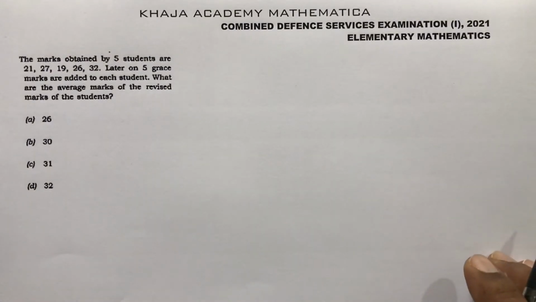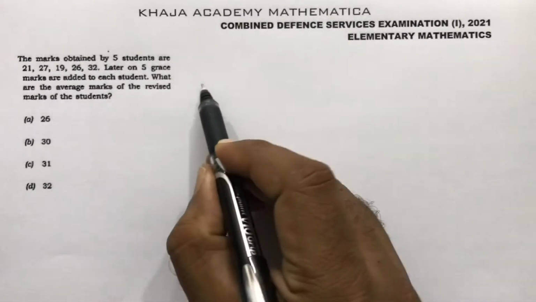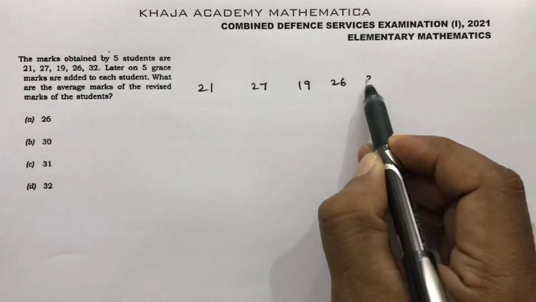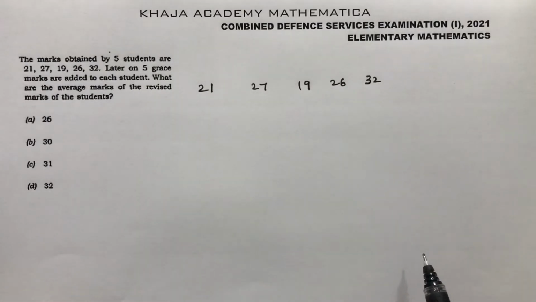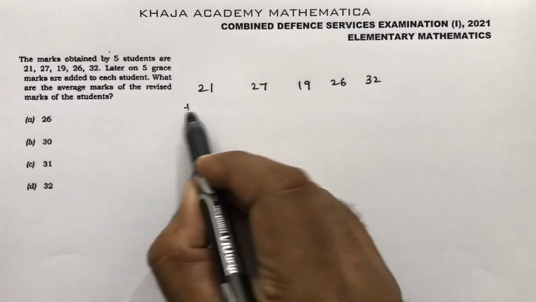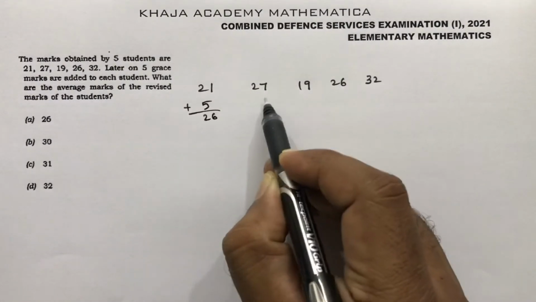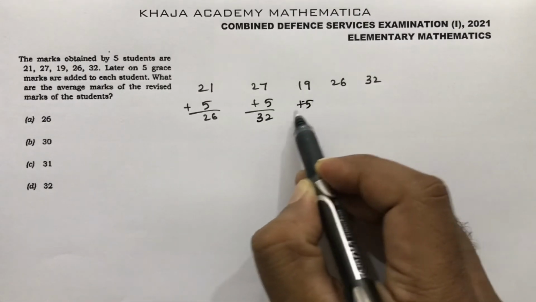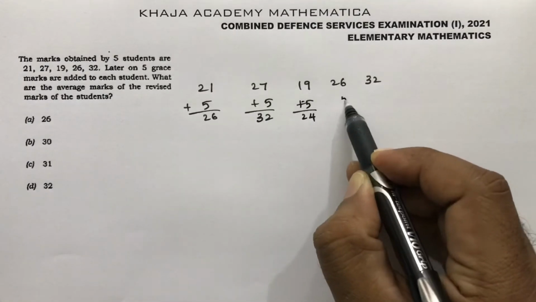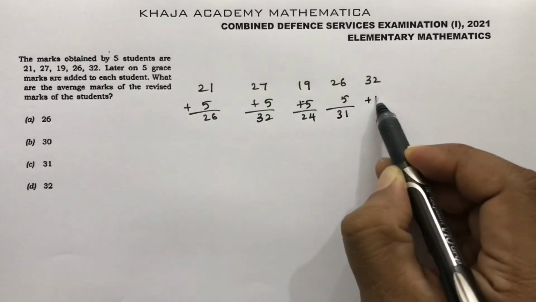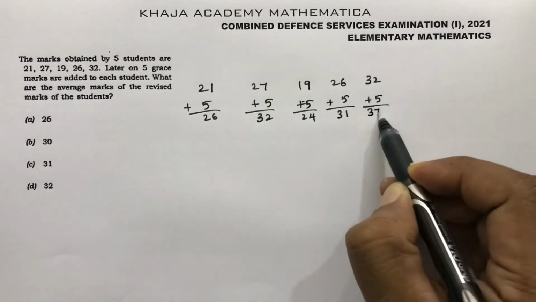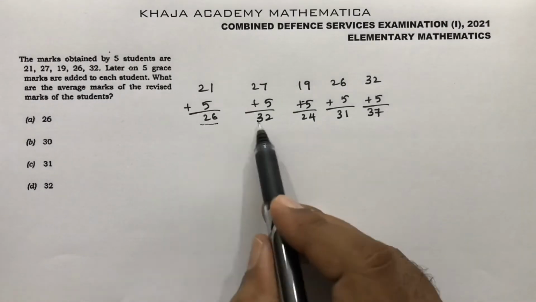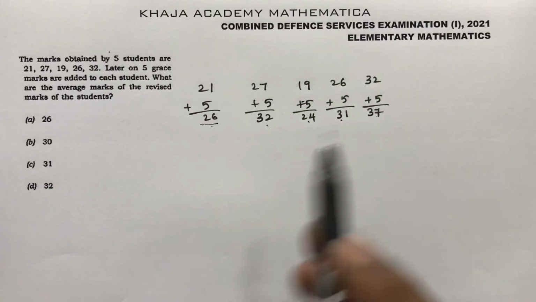The marks obtained by 5 students are 21, 27, 19, 26, 32. Later on, 5 grace marks are added to each student. So if you add 5 to each student, the new marks will be 26, 32, 24, 31, and 37. What is the average of the revised marks? That means these new marks: 26, 32, 24, 31, 37.